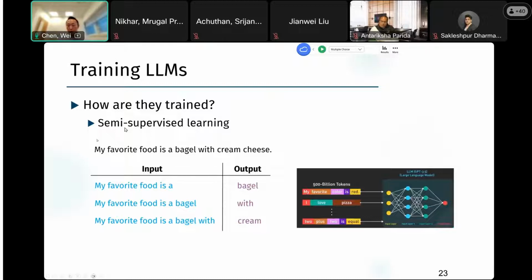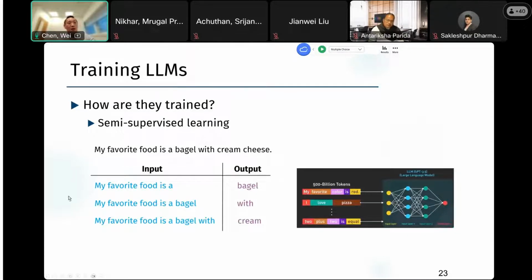You take a text from the internet: my favorite food is a bagel with cream cheese. And then you take away some of the words from the sentence. Say you start with "my favorite food is" and ask the model to predict "bagel". If it hits "bagel", it's correct. If it doesn't, it's not, for this sentence.